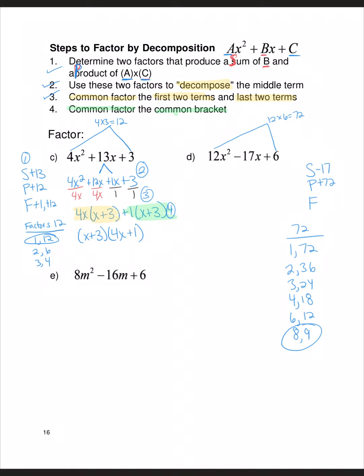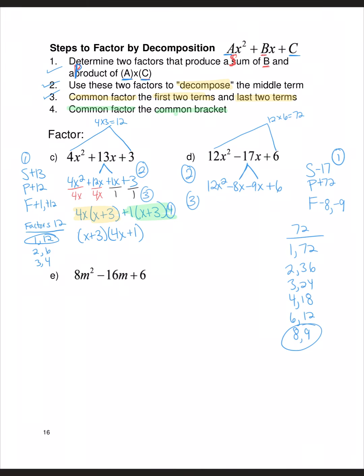So if they have to multiply to a positive, they're both going to have to be negative or they're both going to have to be positive. And since they're adding to a negative 17, they must both be a negative. So those are the factors I'm going to use. That's step 1. Okay, step 2 is we're going to decompose that middle term. So we're going to split that middle term into those factors we just found. So 12x squared minus 8x minus 9x plus 6.